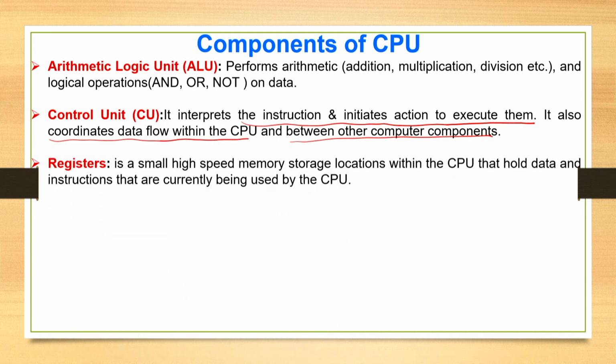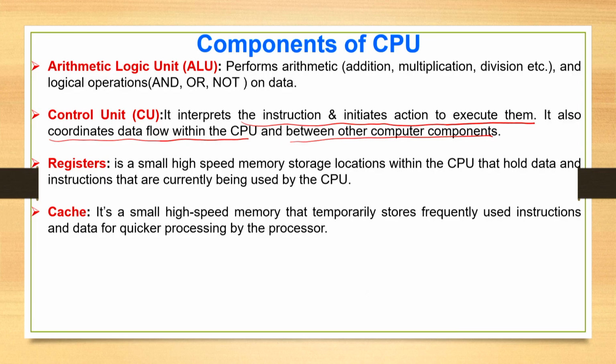Third one is the registers. Registers are high-speed memory locations that are used to store the data which is required by the processor for processing. Cache is a type of memory and its capacity is smaller than that of the primary memory. It stores frequently used instructions and data for quicker processing by the processor. Obviously, its access time is less as compared to the primary memory, or RAM.